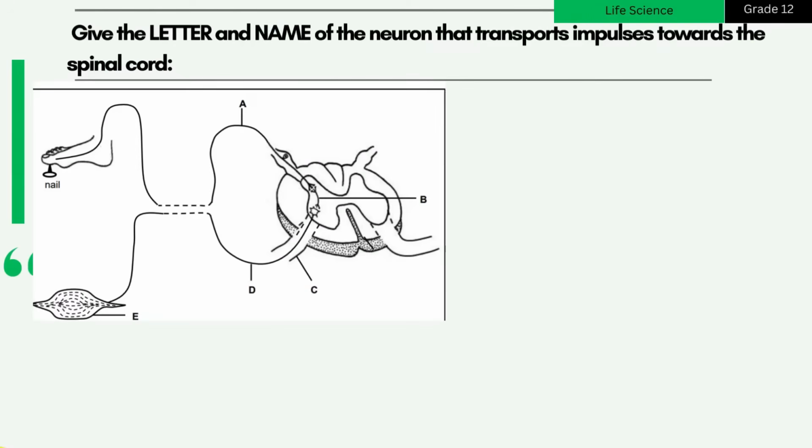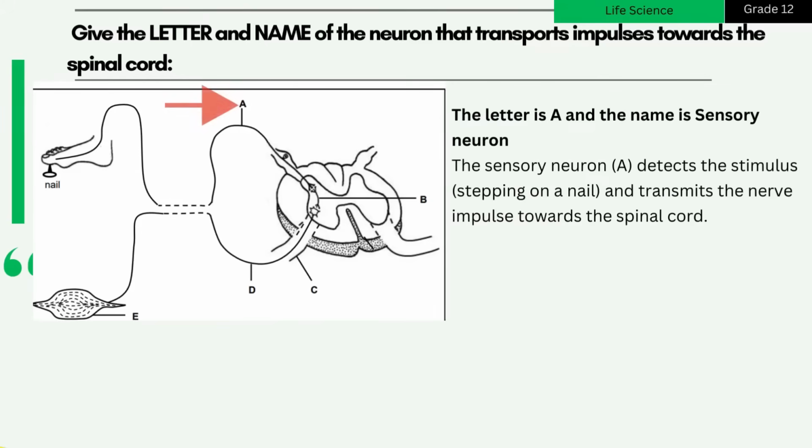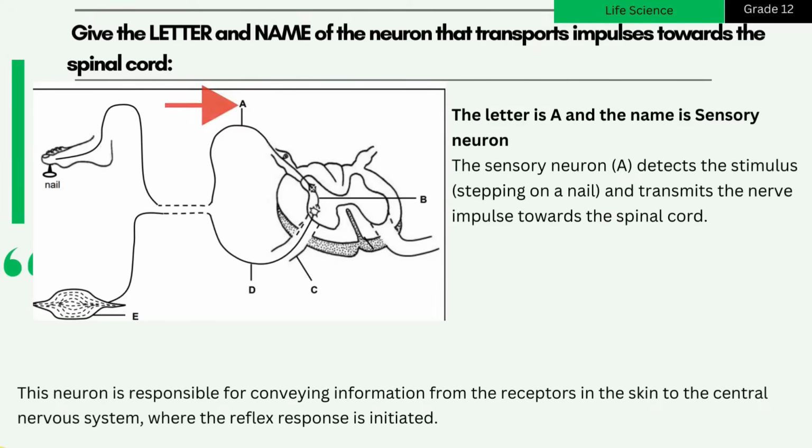Question. Give the letter and name of the neuron that transports impulses towards the spinal cord. The letter is A and the name is sensory neuron. The sensory neuron represented by the letter A detects the stimulus, stepping on a nail, and transmits the nerve impulse towards the spinal cord. This neuron is responsible for conveying information from the receptors in the skin to the central nervous system, where the reflex response is initiated.